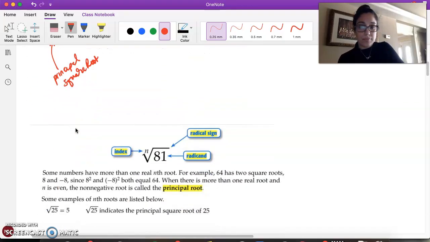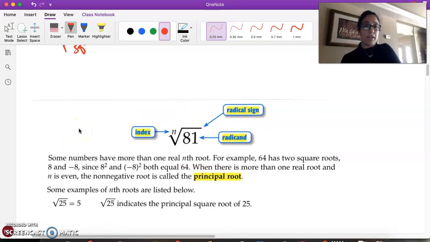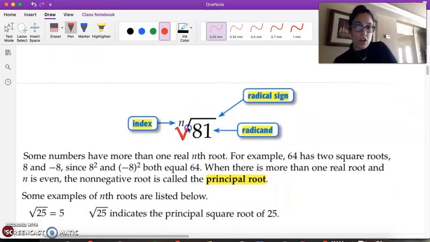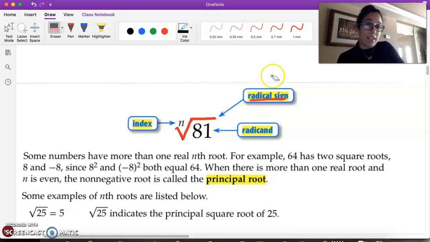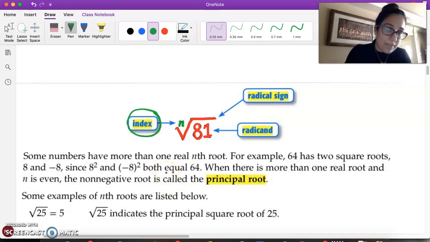Now, let's talk about radicals. Here's some vocabulary for you. This symbol we know is called the radical sign. That is not new, but it's a vocabulary word. Also not new, the number or variables or anything inside of a radical is called the radicand. And lastly, this is a new word. This number right here, the n, is called the index.